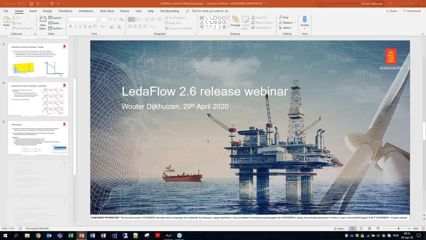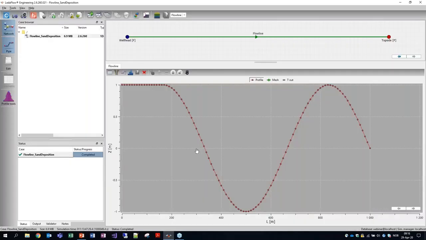Okay, then we go to the demonstration of the sand transport feature. So what I would like to demonstrate is just how to set up this sand transport feature. So basically, it's an option that can be enabled for any kind of simulation.